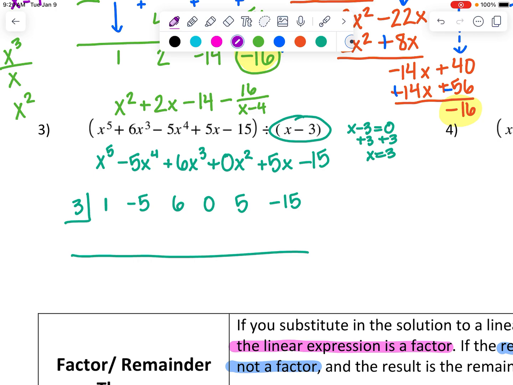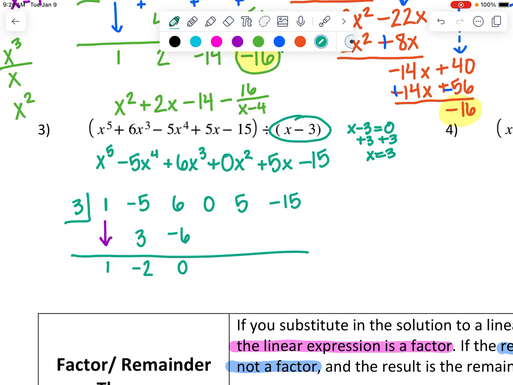Okay, let's start our process. I'm going to bring down my first coefficient of 1. We're multiplying 3 times 1, I get 3. And then we add straight down that column. All right, keep going here. I'm going to multiply 3 times negative 2. I get negative 6. And we add straight down that column.